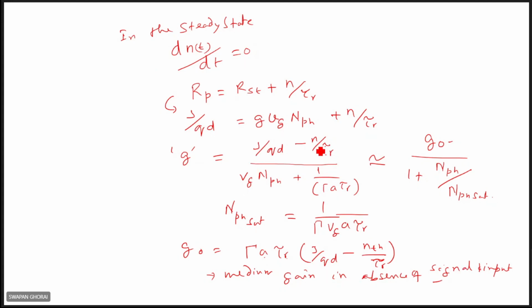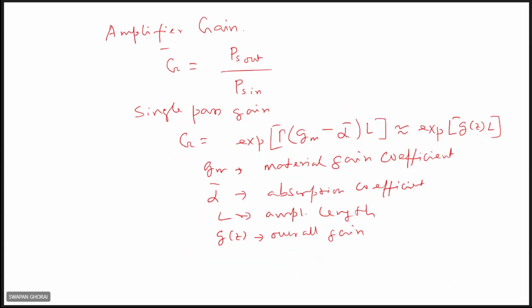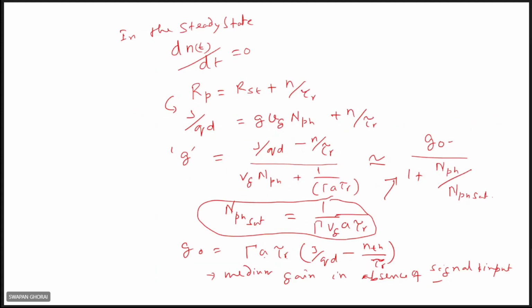And N_ph saturation is the factor given by 1 by gamma times V_g A times tau R. So this is replaced by this factor N_ph saturation. So we are getting these equations: gain factor G is equal to G0 by 1 plus N_ph by N_ph saturation, right? And that is actually the internal gain. These are the internal gains.